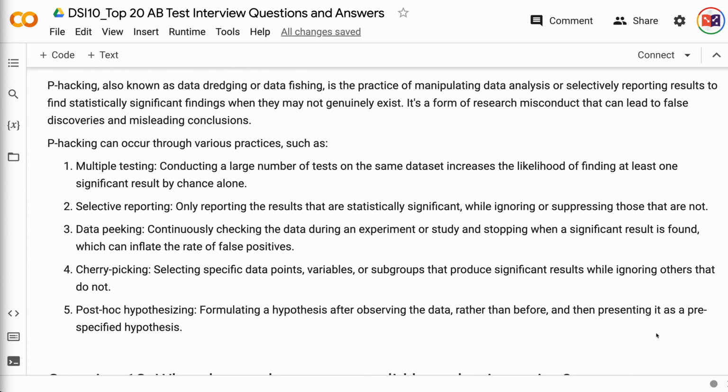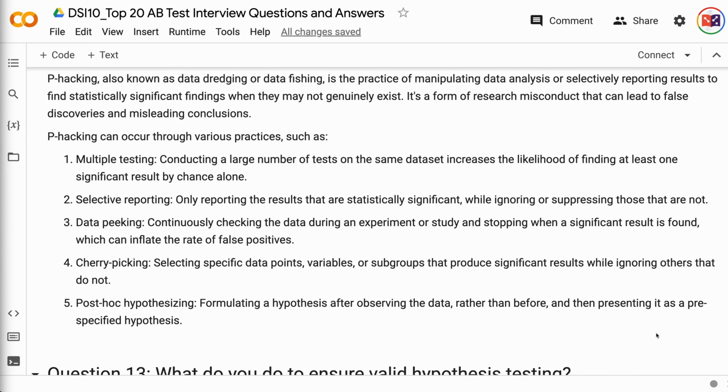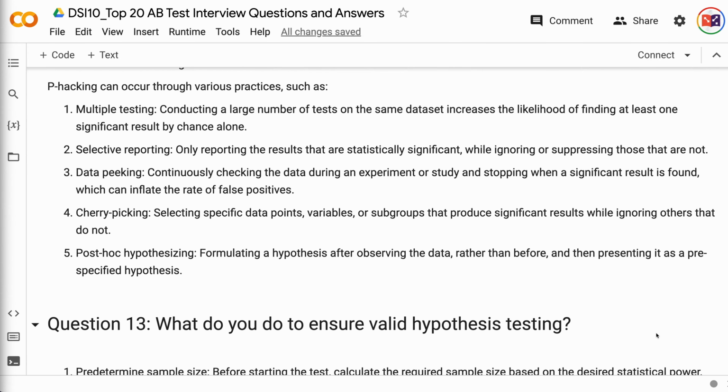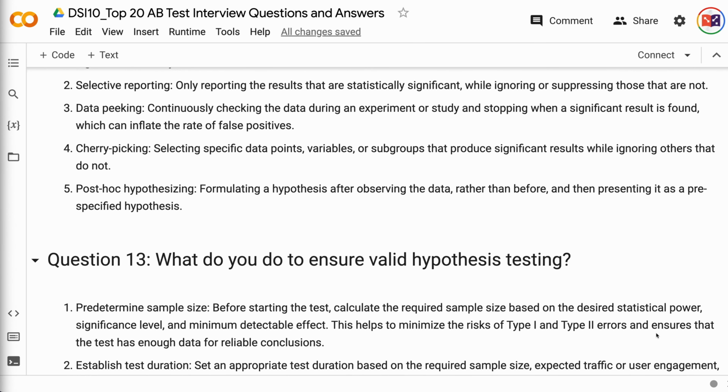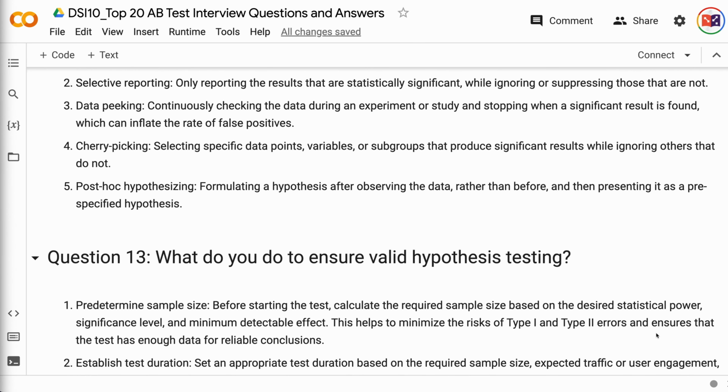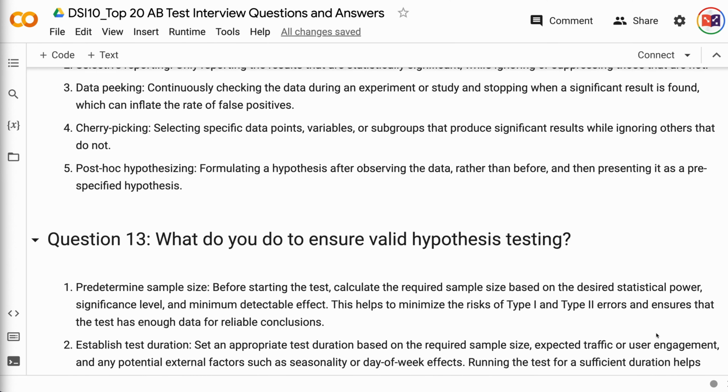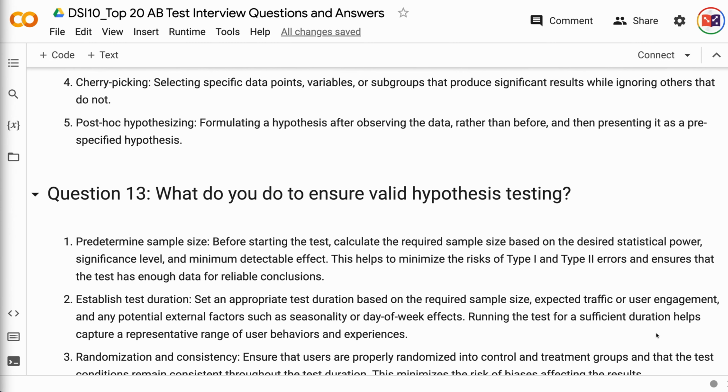2. Selective reporting. Only reporting the results that are statistically significant, while ignoring or suppressing those that are not. 3. Data peeking. Continuously checking the data during an experiment or study and stopping when a significant result is found, which can inflate the rate of false positives. 4. Cherry picking. Selecting specific data points, variables, or subgroups that produce significant results while ignoring others that do not. 5. Post hoc hypothesizing. Formulating a hypothesis after observing the data, rather than before, and then presenting it as a pre-specified hypothesis.